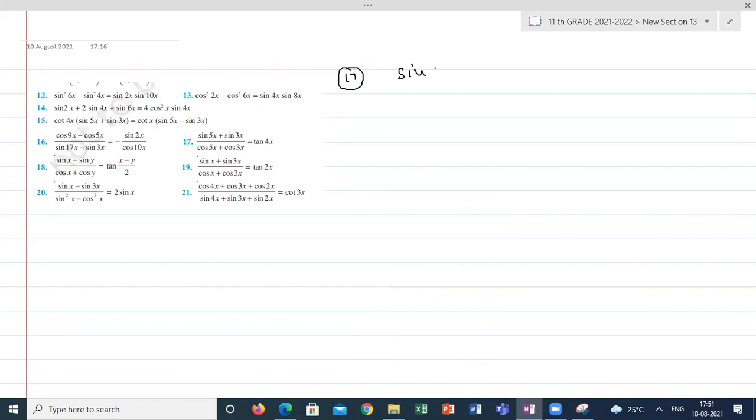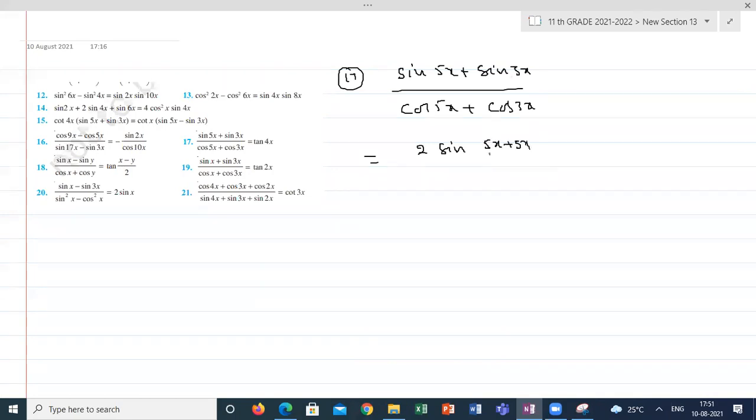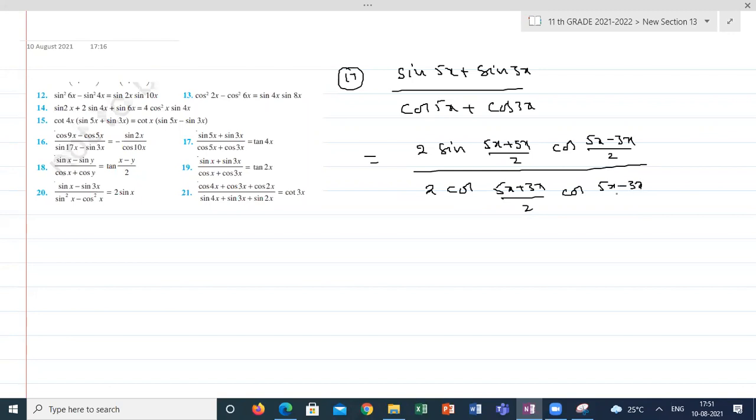Same. (sin 5x + sin 3x) divided by (cos 5x + cos 3x). I'm taking the LHS. In the numerator, I apply sin C plus sin D: 2 sin((5x+3x)/2) cos((5x−3x)/2), divided by cos C plus cos D, which is 2 cos((5x+3x)/2) cos((5x−3x)/2). Straight away I'm cancelling cos((5x−3x)/2), the same expression, and the 2 cancels.